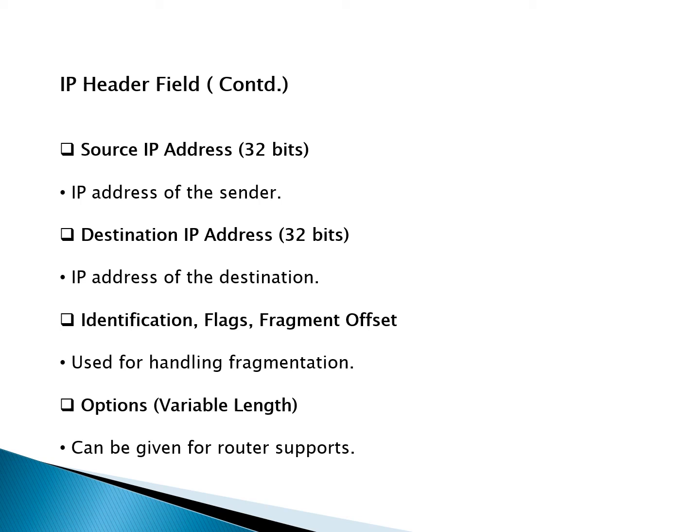Next fields are identification field, flags and fragment offset fields, which are used in fragmentation, whenever IP fragments the packets into smaller packets. And last is options. We already talked about the optional header. This optional header field is required when a router supports some special features.